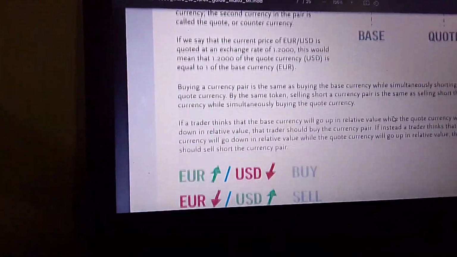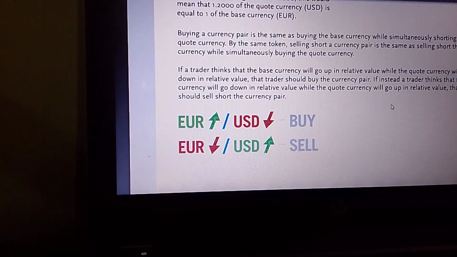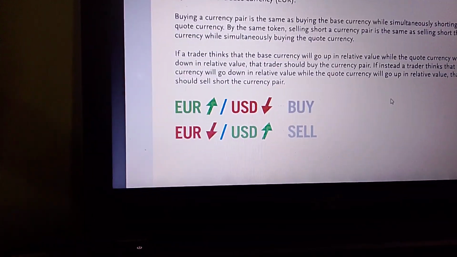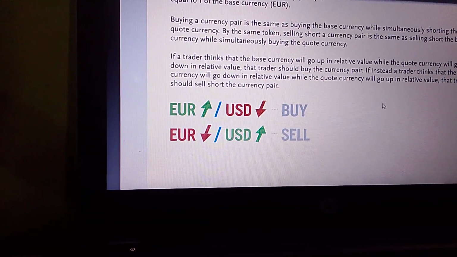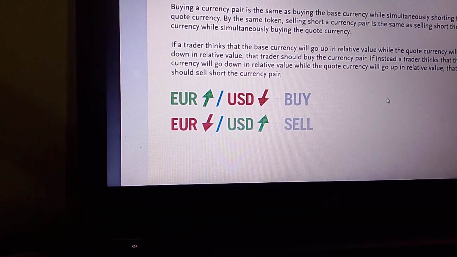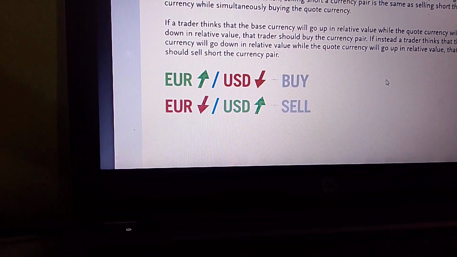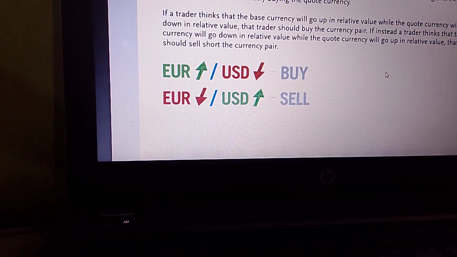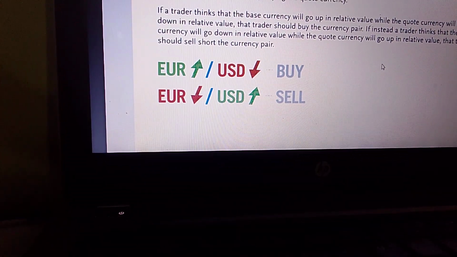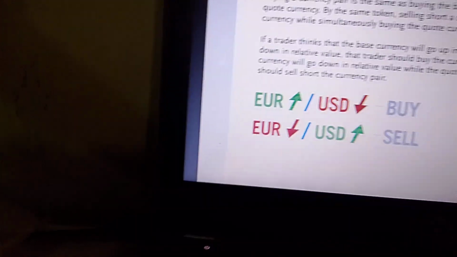Let's move on. Buying a currency pair. Buying a currency pair is the same as buying the base currency while simultaneously shorting the quote currency. Wait. Remember when we were talking about shorting and going long? I don't know whether you can call it longing. Remember when we were talking about that?